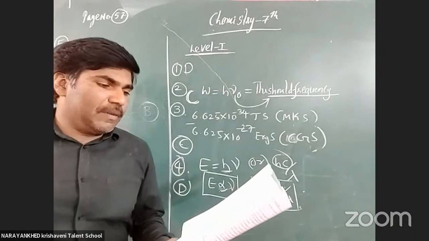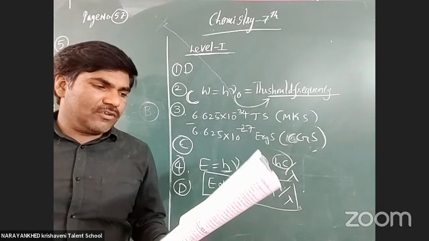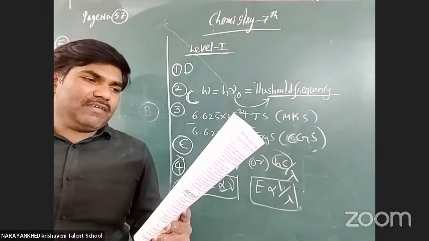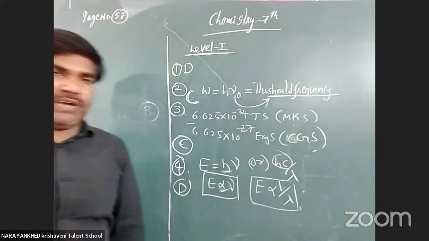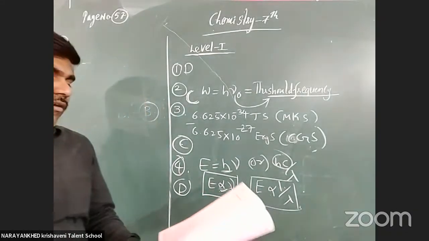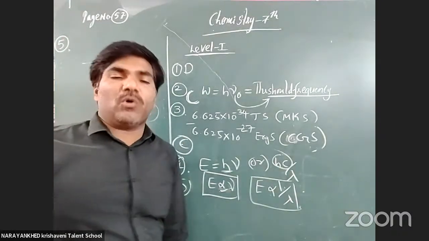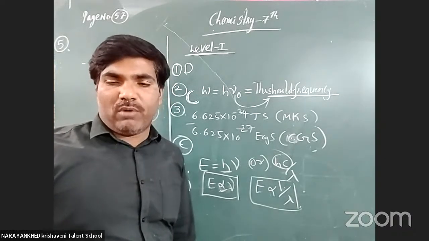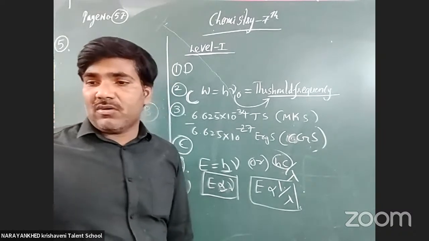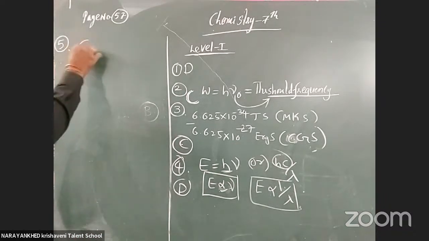Which of the following is represented by V here? Okay, V is nothing but velocity. Simply, wavelength is represented by lambda, frequency is represented by nu, and here velocity is represented by V. Wave number is the reciprocal of the wavelength, and it is represented by V dash. Okay, clear or not? That's why here it is velocity only. The answer is C.